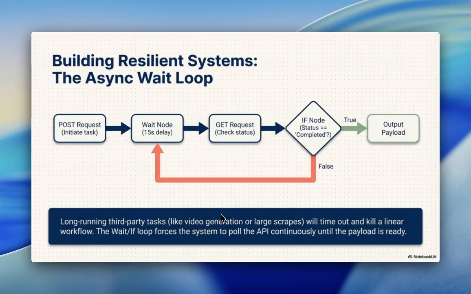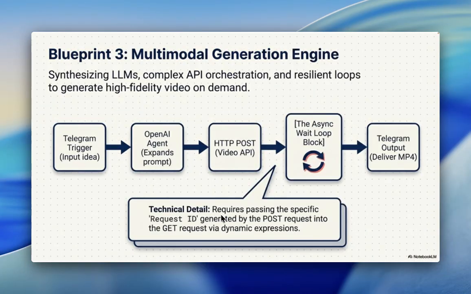Callback. Building resilient systems, the async wait loop. The POST request initiates the request. You have a wait node, which is like a 15-second delay. You have a GET request, which checks the status. If the node status is equal to complete, it is true, and you have an output payload. If it is false, it goes back to the wait node. Long-running third-party tasks like video generation or large scrapes will time out a clear linear workflow. The wait and if loop forces the system to poll the API continuously until the payload is ready.